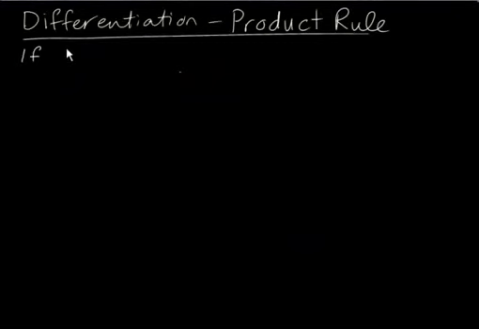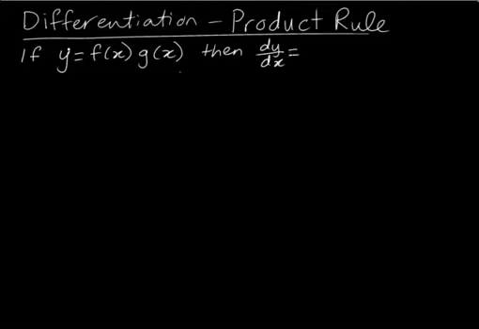In this session we're having a look at differentiation, in particular the product rule. As the name suggests, the product rule refers to the times when you have your function being a product of a couple of other functions. So let's say f of x times g of x. Now the product rule states that the gradient function then will be given by f dash of x times g of x plus g dash of x times f of x.